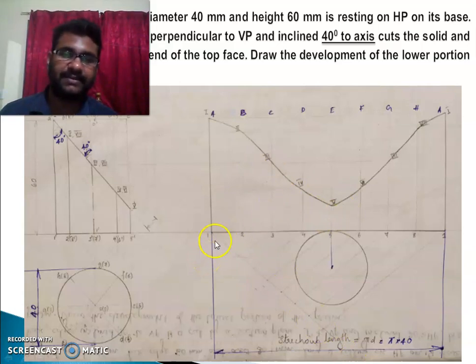So the method is, from point 1 you can draw a line at any convenient angle. Preferably we choose this angle as 45 degrees, and locate 8 points on this line. You can take any convenient length on the compass or scale and locate 8 points here such that all these distances are equal.